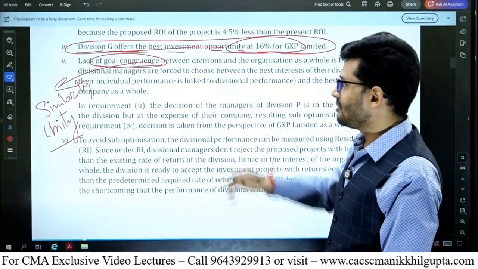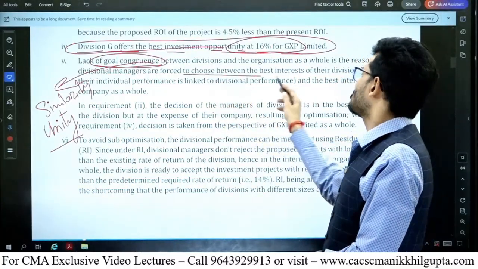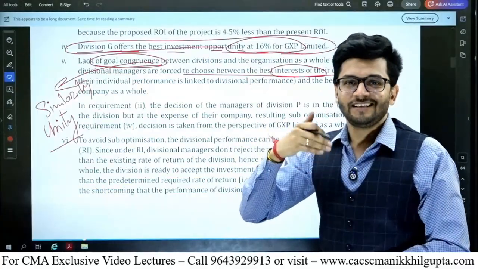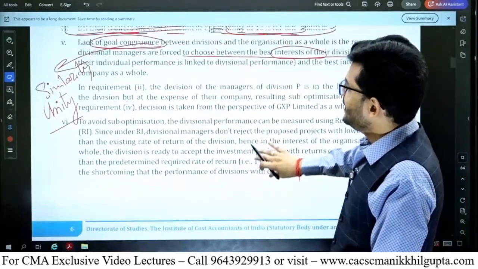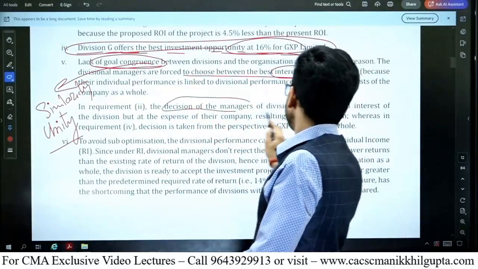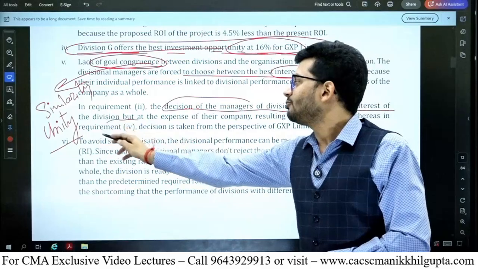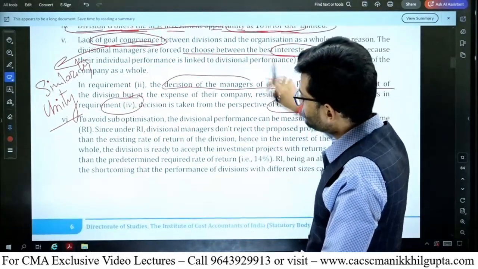Therefore, this is a lack of congruency. The divisional managers are forced to choose between the best interest of their division or the company. So there's a conflict: division interest or company interest. In requirement 2, the decision of the manager of division P is in the best interest of the division, but in requirement 4, the decision is in the best interest of GXP as a whole.